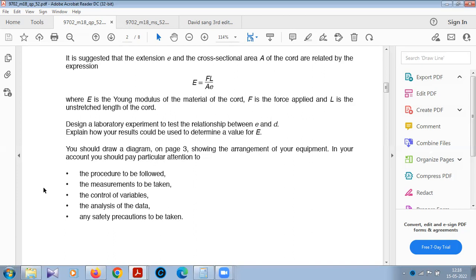Have to find out the relationship between the diameter and the extension. How do you think we should proceed? I'm blank at the moment, sir.